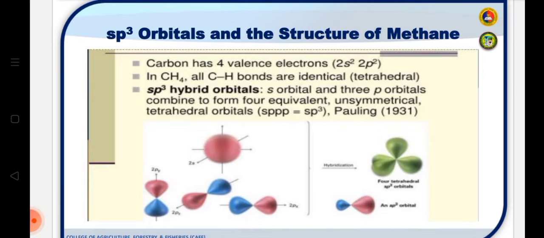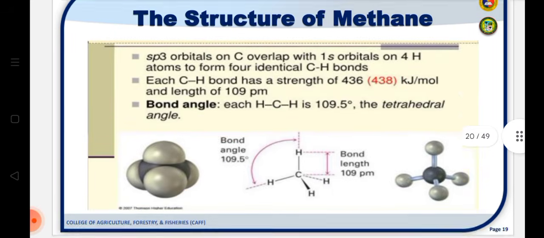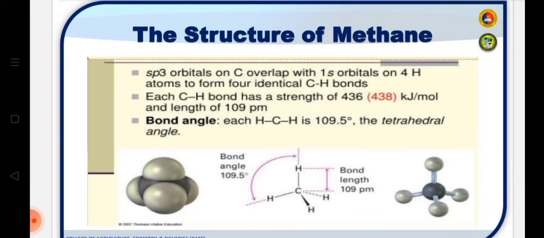So no, ang carbon ba murag nag-andam og upat ka buok nga parehas nga kamot or bonds para makagunit sa upat ka buok hydrogen. So s orbital and 3 p orbitals combine to form 4 equivalent unsymmetrical tetrahedral orbitals. And then next let's proceed to the structure of methane and its bond angle. So ang bond angle sa methane is 109.5 degrees. So that 109.5 degrees, class, because this angle keeps the bonds as far apart as possible.